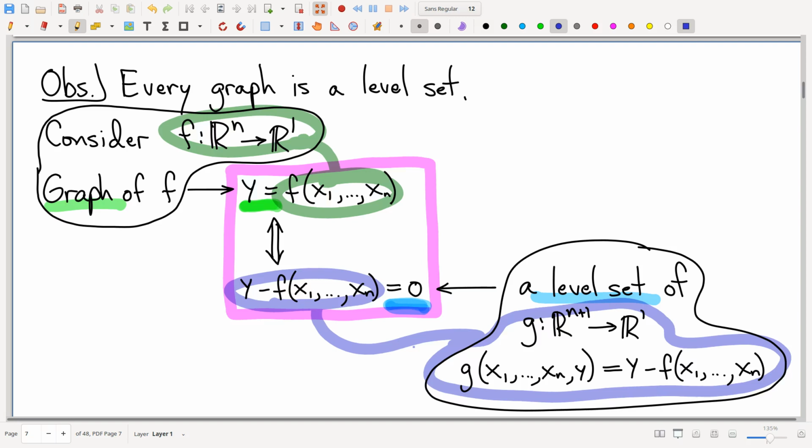The original function f only has n input variables, x1 through xn. This function here has n plus 1 input variables. It's got the same n input variables, but y is also an input variable for this new function. Would you only set that equal to 0? I'm not setting it equal to 0. It's what resulted when I did the algebra necessary to have a 0 on the right-hand side. Does that make sense?